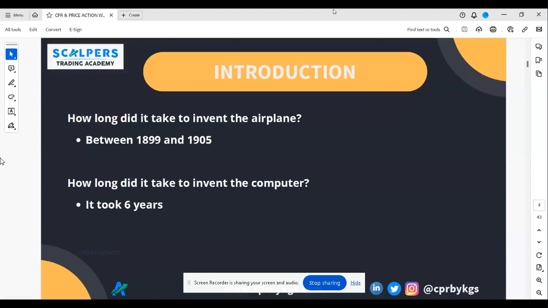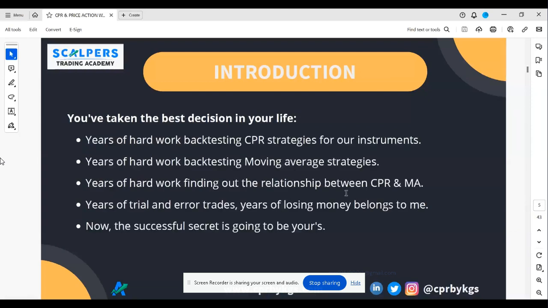You can take anything, whether it is a two-wheeler or four-wheeler, or a camera, or a Xerox machine, X-ray machine, any inventions, it took years of hard work and trial and errors. So now we are enjoying the laptop, the computer, the flight travel, everything comfortably. Same way, it took me a lot of years to combine all the strategies together.